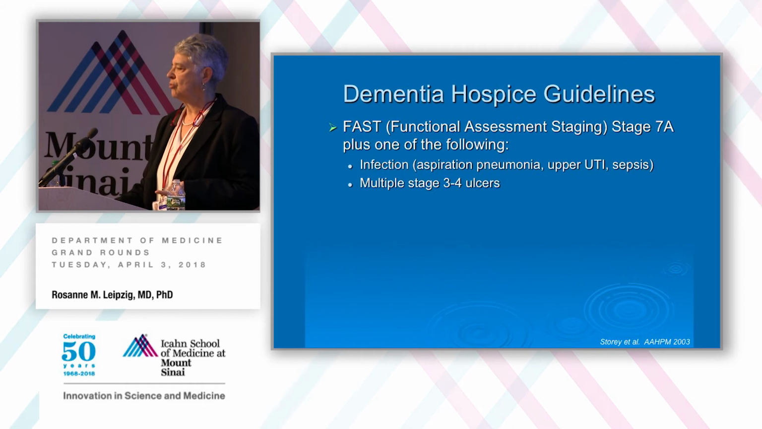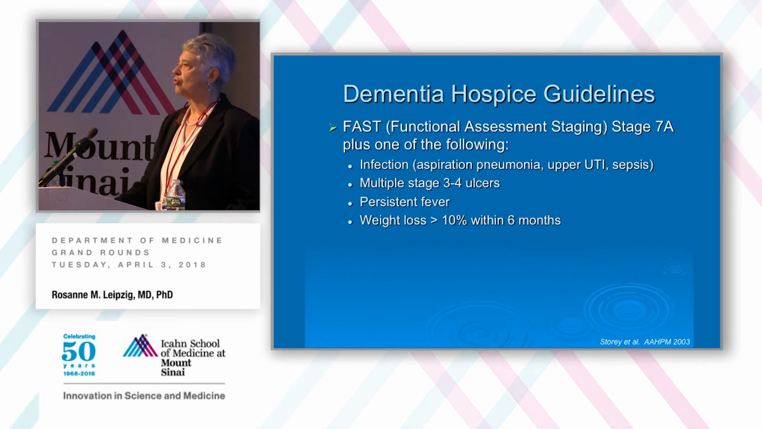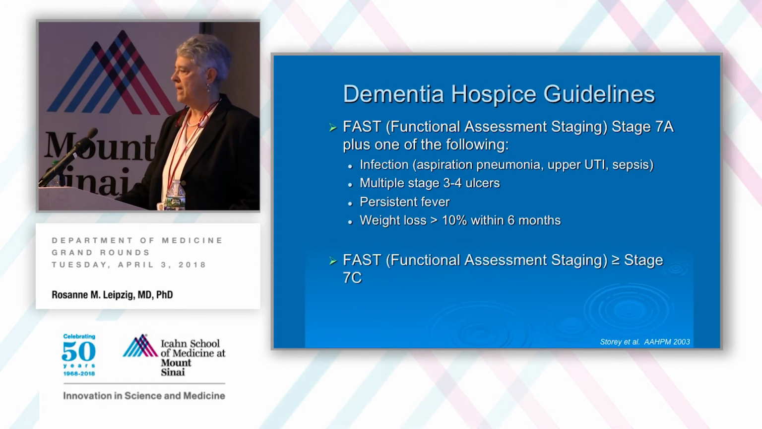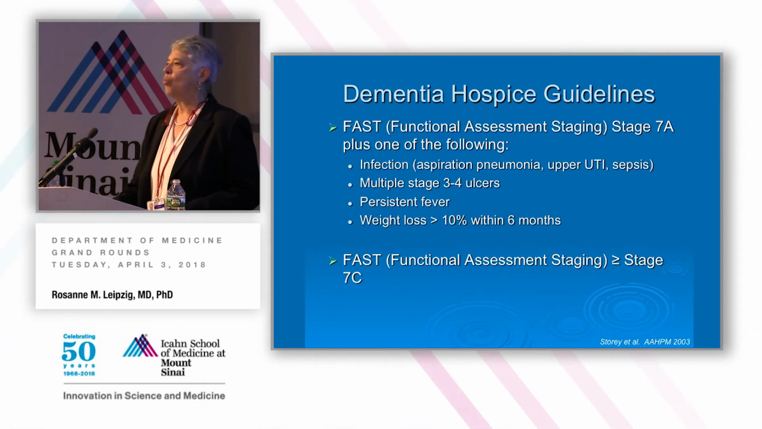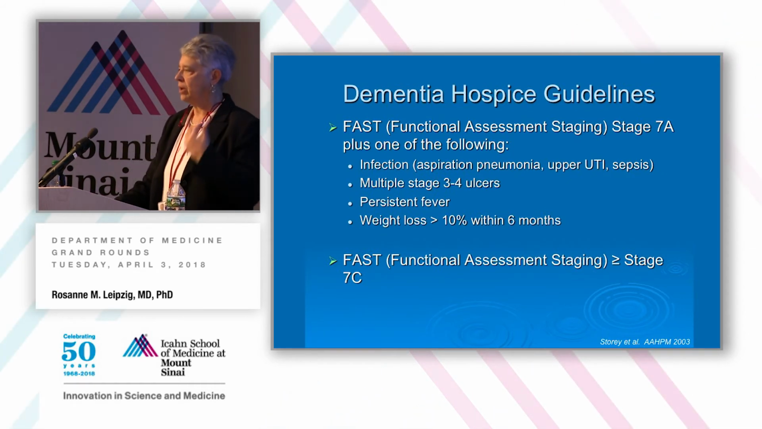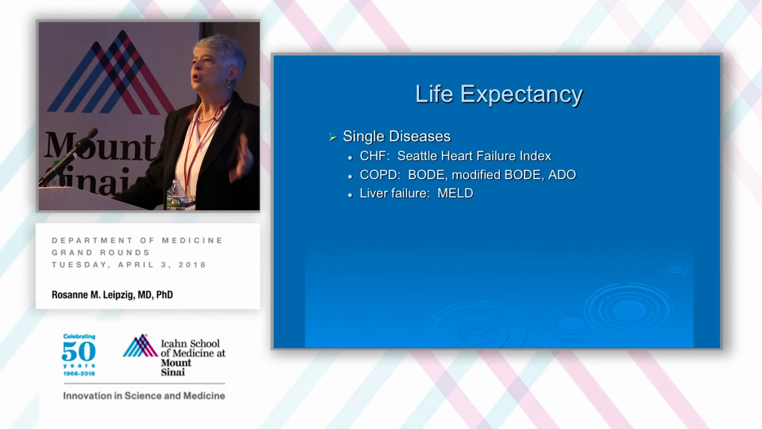Okay. So the dementia hospice guidelines, for the FAST, it's a 7A, just a few words, and infection, multiple stage 3 to 4 pressure ulcers because you can't move, a persistent fever, and weight loss more than 10% in 6 months. All right? Or that you've hit a stage 7C, where you can't walk and you start not eating or anything. It just goes down. Okay? So those are ways to look at function.